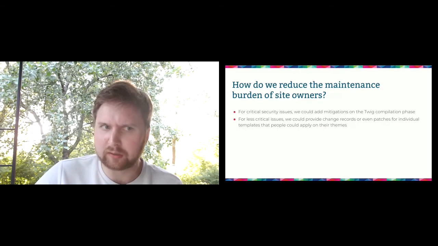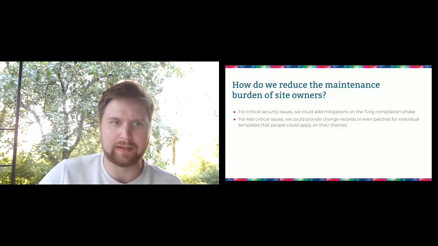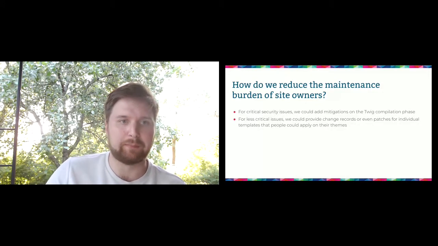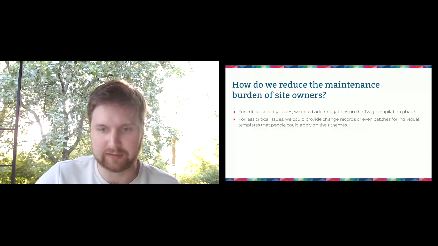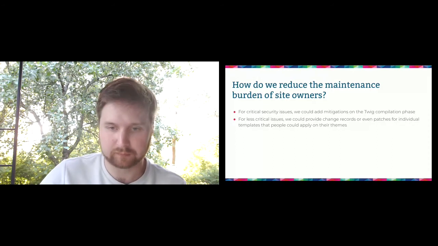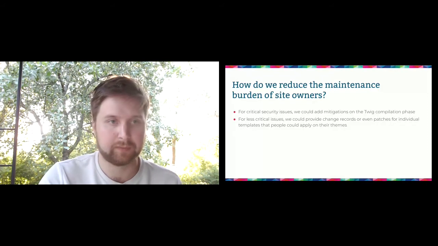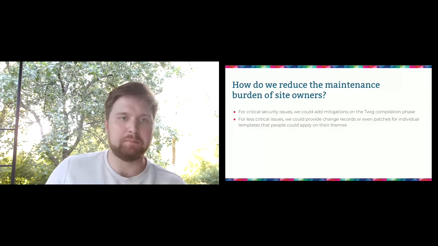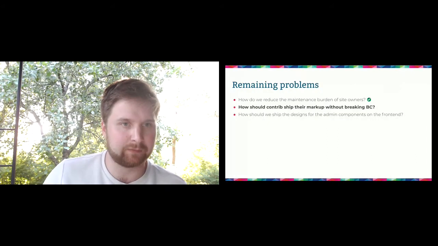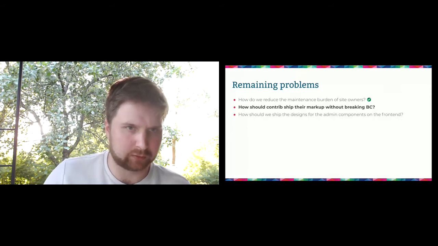For less critical issues, we could potentially provide change records or even patches for individual templates that people could apply on their teams. If they are impacted by a bug that is really annoying, they could then apply that patch to the template, if that's something that they want to do. Especially the process for mitigating security vulnerabilities, I feel like it addresses a big part of that concern.